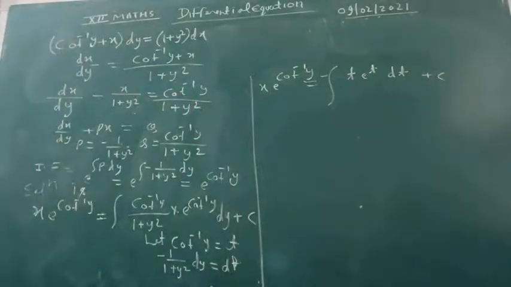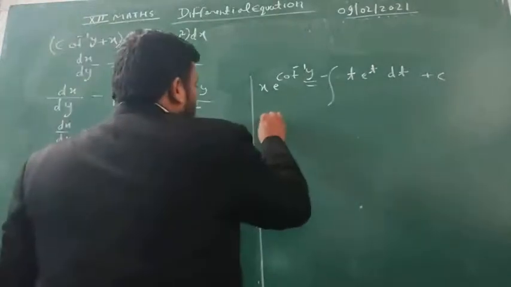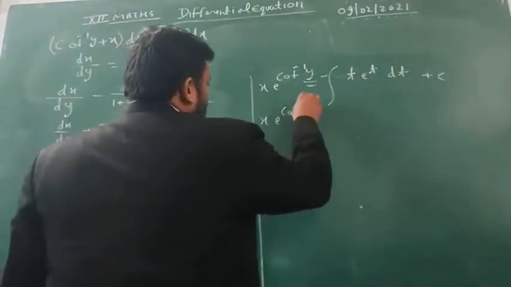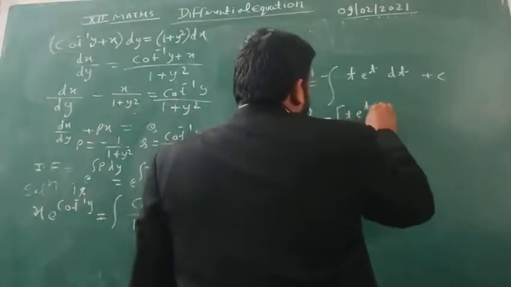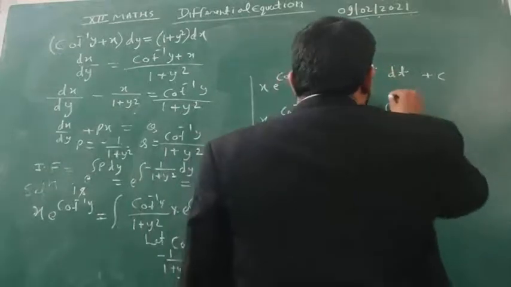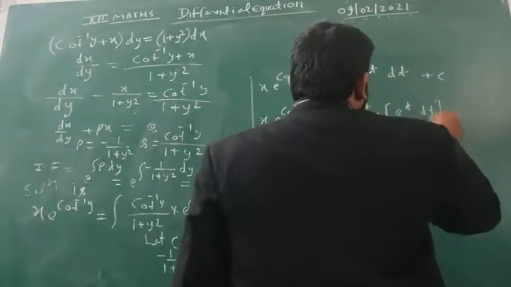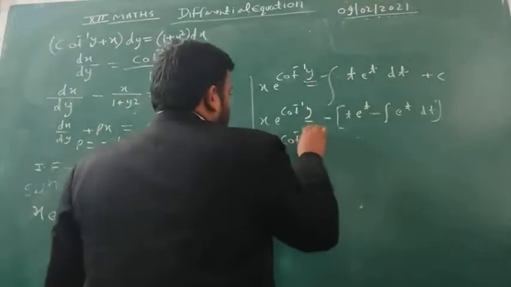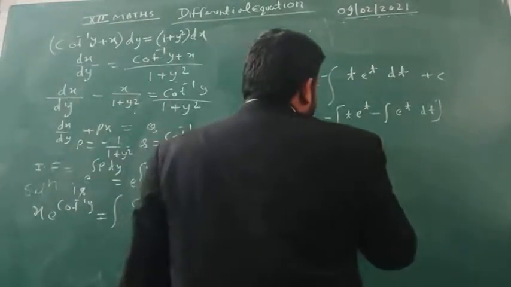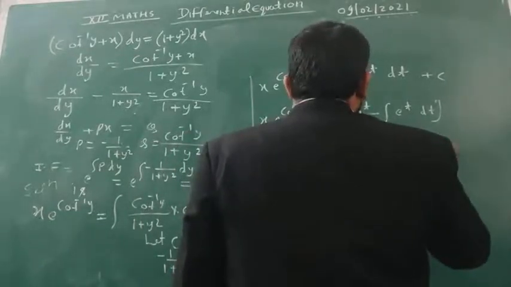So students, we are seeing that here we now apply integration by parts. So x e to the power cot inverse y. Here we write first function times integration of second function minus integration of differentiation of first function times integration of second function. Integration of the second function is e to the power t, dt. Okay students, so x e to the power cot inverse y is minus t e to the power t plus e to the power t plus c.